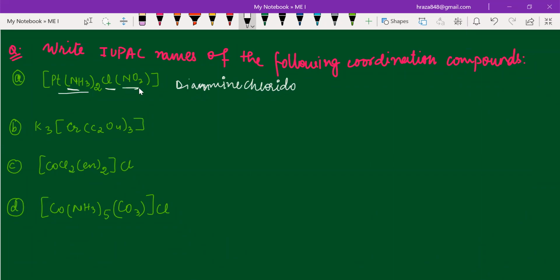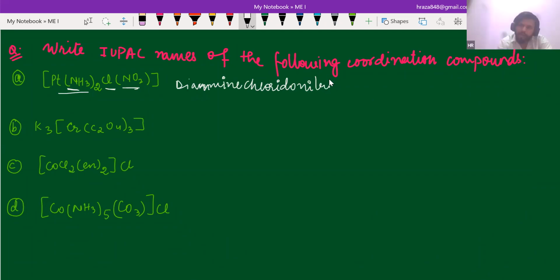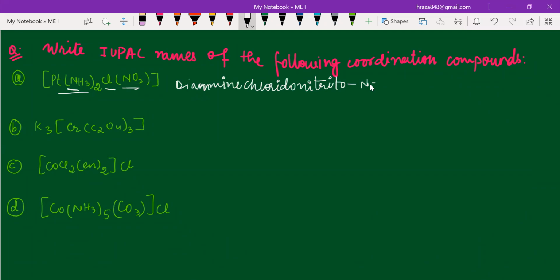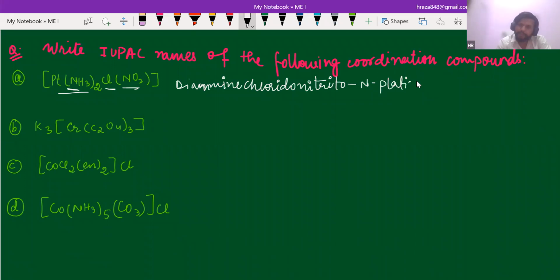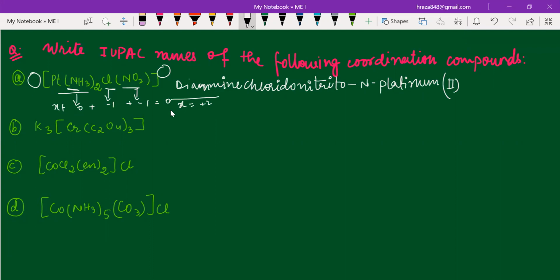And then comes this NO2, so it will be nitrito, and you are going to represent this N so that we will be able to understand that this is an ambident ligand, the isomer. And then come to the platinum. It is directly platinum because there is no charge and also no positive counter ion. What will be the oxidation state? 2. Because this has negative charge, this has negative charge, this is 0, and this is x. Solving it, you will get x equal to +2. So this will be the name.